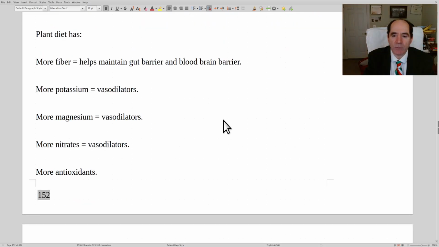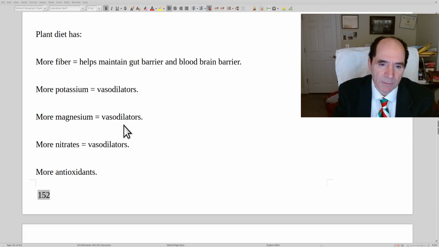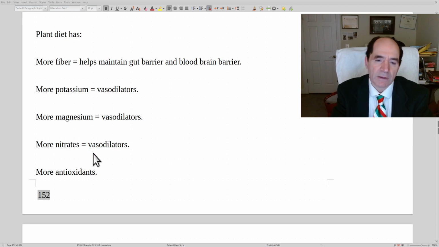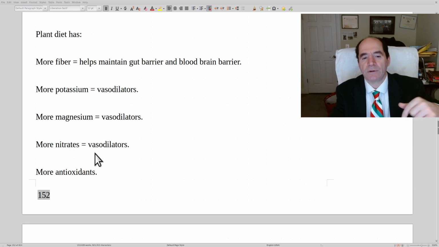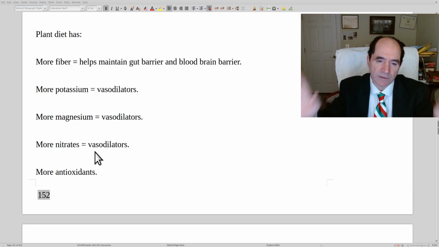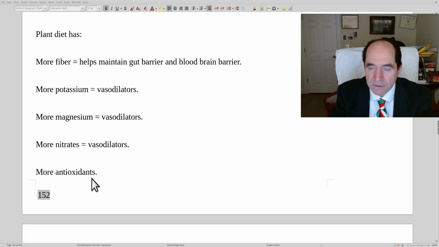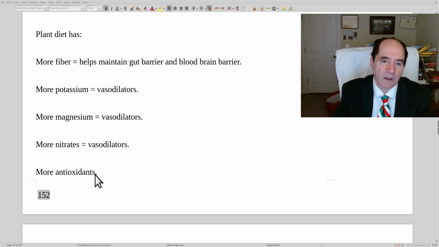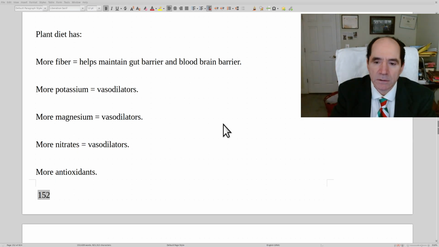Here's just showing what the plant diet has going for it. You get more fiber, that protects your gut barrier, and that also protects your blood-brain barrier. You get more potassium, those are your vasodilators like we talked about. The magnesium vasodilator, more nitrates, that's NO3. It gets converted in your mouth to NO2, gets converted in your stomach to NO, systemic vasodilation. Sunshine also releases nitric oxide precursors from the subcutaneous region. You get more antioxidants that help protect you from oxidative stress and all those problems, helps your mitochondria to run better. So it's all good.